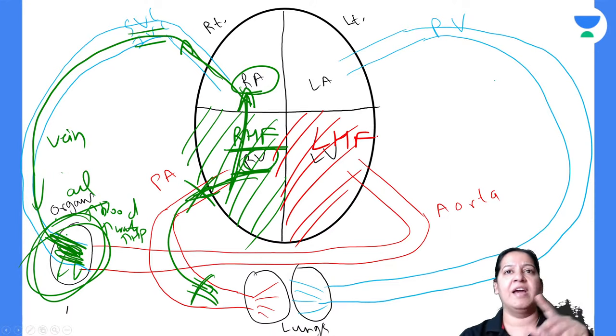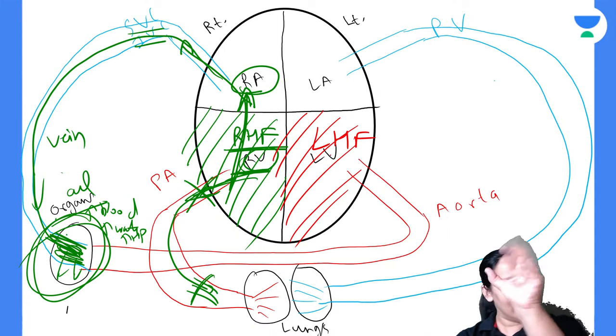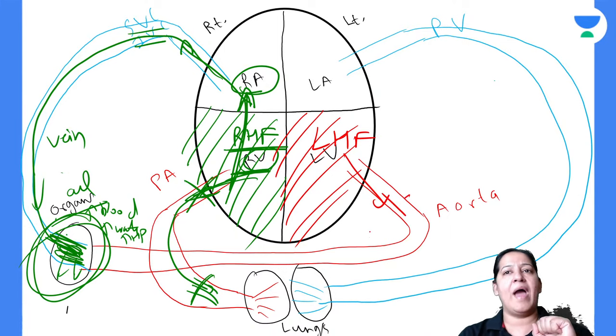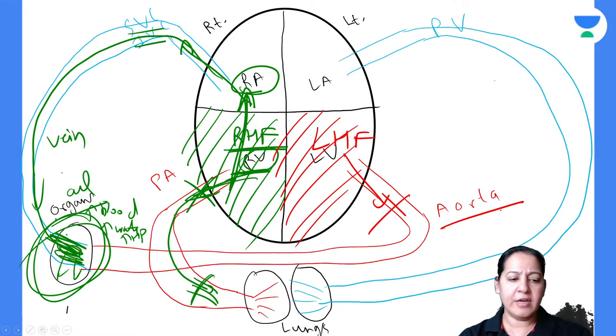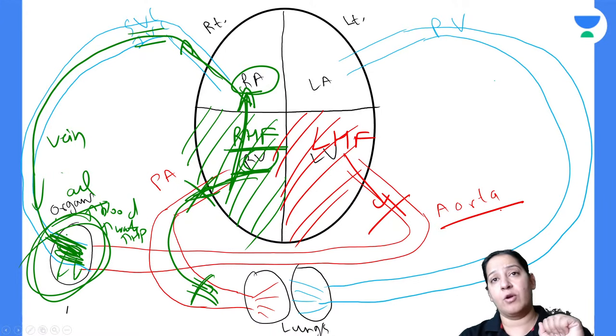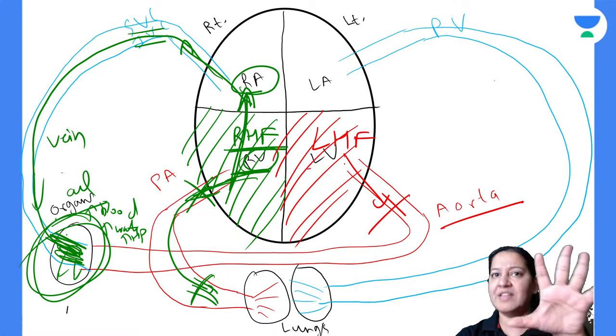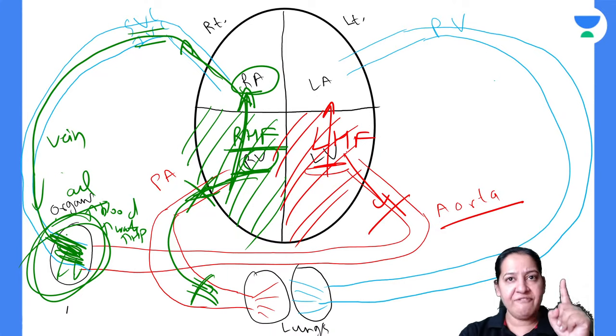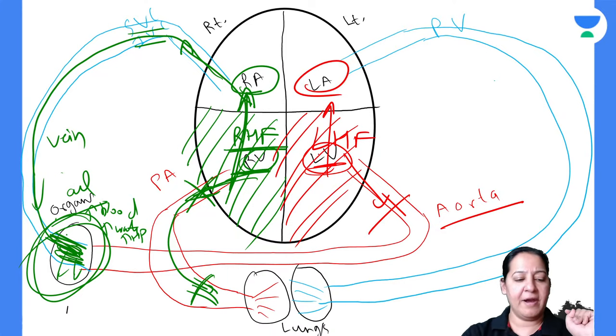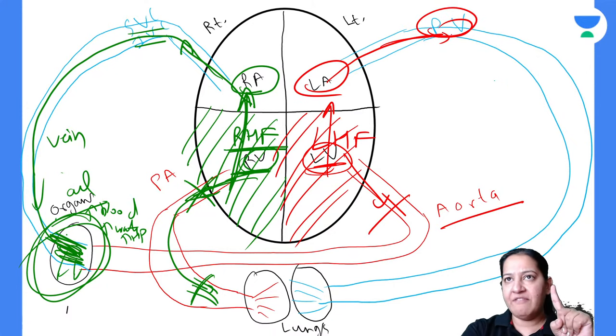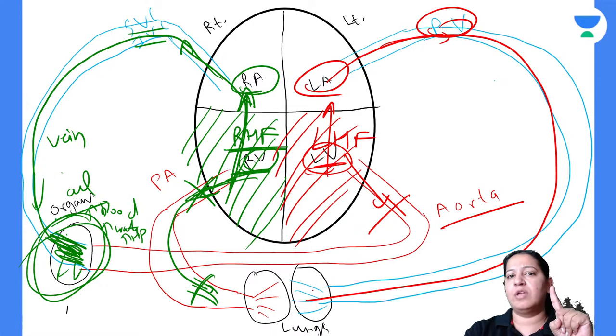In left heart failure, the left ventricle is not pumping. Now the left ventricle is not pumping, so blood will not go ahead into the aorta. Okay, so where will the blood go? If it is not pumping, blood will accumulate in the left ventricle and go backward. From the left ventricle, the blood will go into the left auricle. From the left auricle, the blood will go into the pulmonary vein. And from the pulmonary vein, the blood will go backward into the lungs.